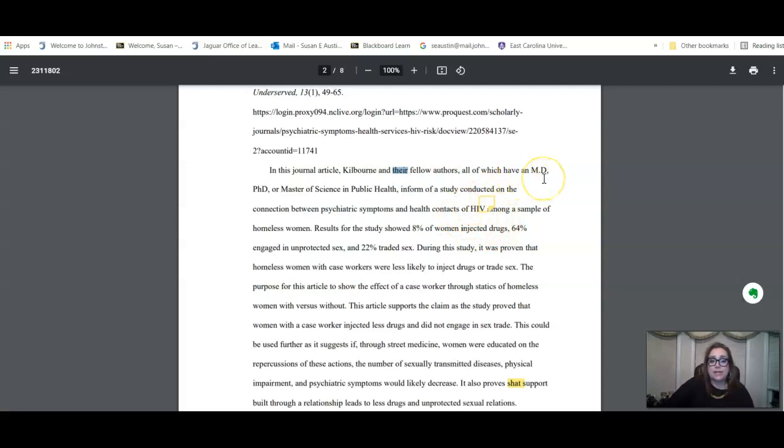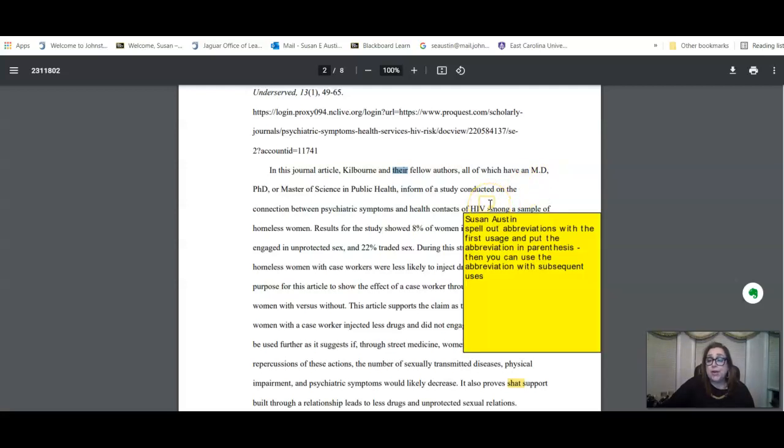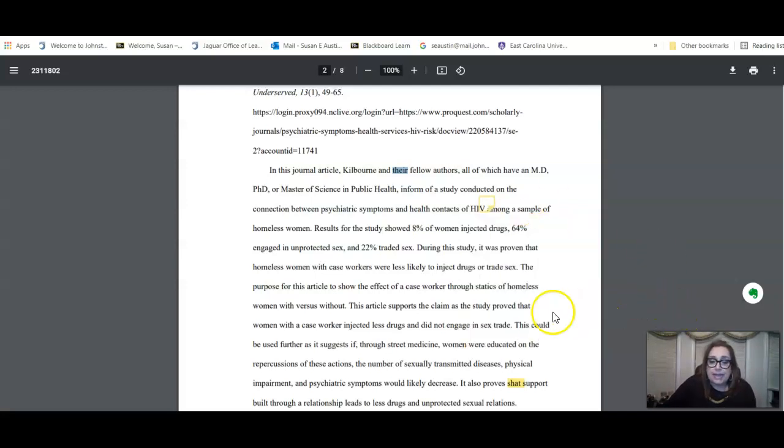The student identifies the credentials of the author because I guess they were known in the article. Here I did make a note that HIV is an abbreviation. Any abbreviation you use should be spelled out first, and then you put the abbreviation in parentheses, and then after that you can use the abbreviation only, but you do have to establish it first. So that was the note that I gave the student.